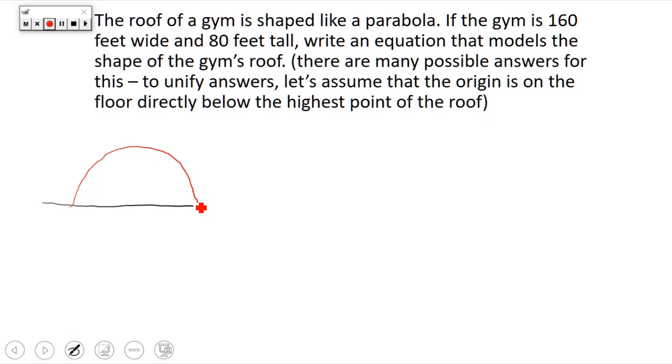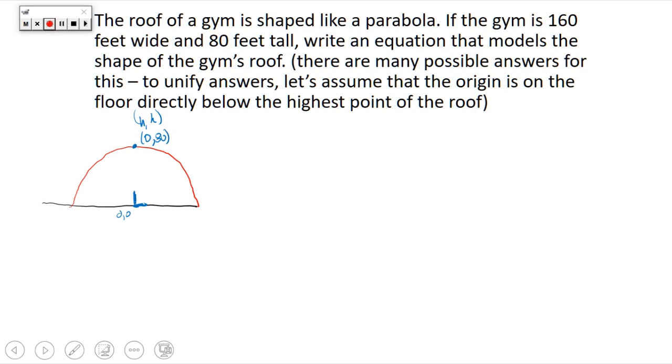Okay, it's a parabolic roof, and it wants us to put 0, 0 right here. Then the vertex h, k is going to be the top of the roof. If this is 0, 0 here, that means the vertex went 0 over in the x, and it's 80 feet tall, so it must be 80. Let's see, what do we need? Oh, we just need the equation.